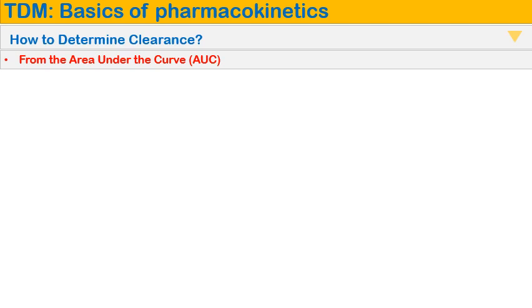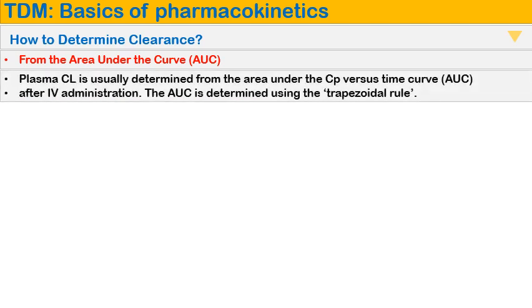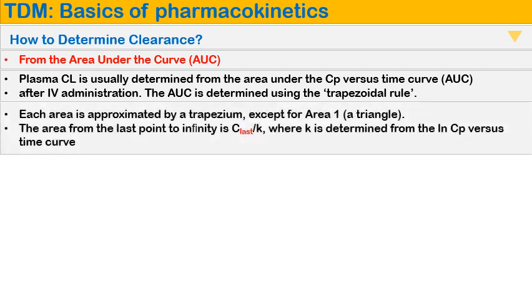How can we determine the clearance? The clearance can be determined by using the area under the curve. If we draw the concentration time curve, we get an area inside the curve, and we can use it to calculate the clearance. The best way is the trapezoidal method.